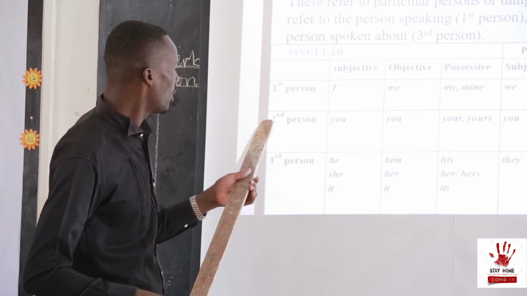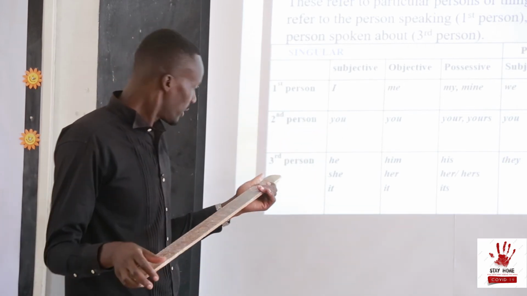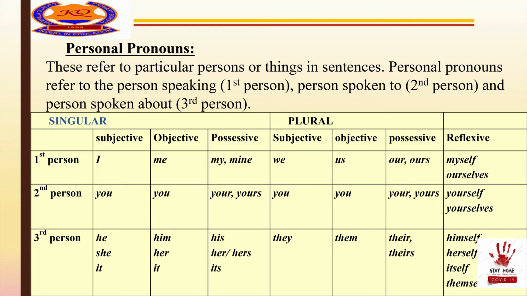So the only second person pronoun we have is you. But when we go to the third person, we have three of them: he, she, and it. Then the objective forms are him for he, her for she, it for it. The possessive forms are his for he, her and hers for she, and then its.